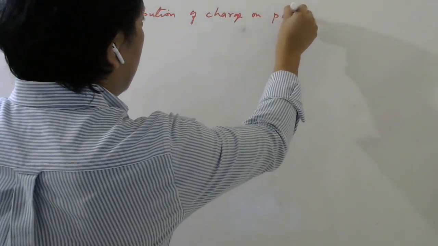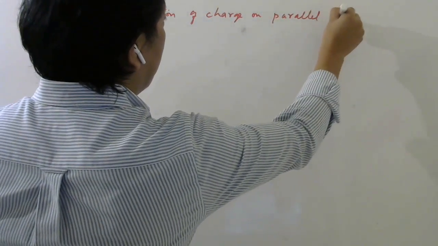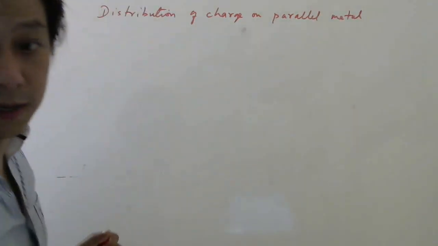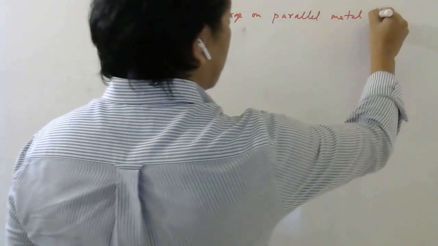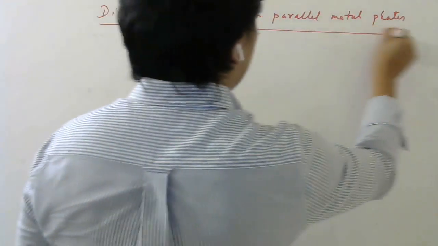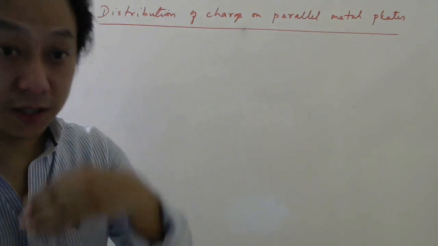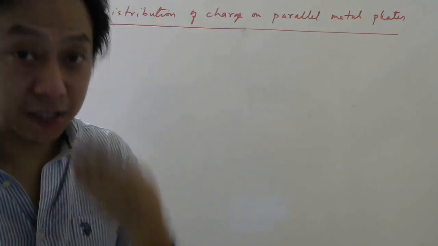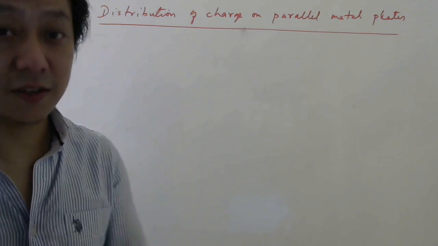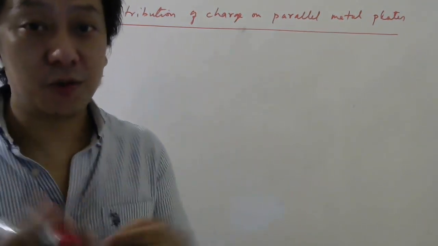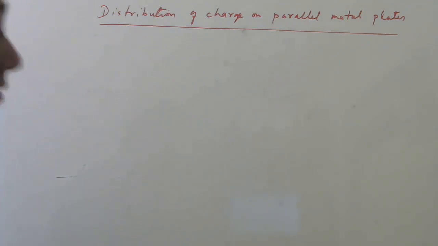on parallel metal plates. Parallel metal plates. So already we have learned distribution of charge in what kind of system? Spheres, concentric shells or concentric spheres. We have learned how to distribute the charges, right? Let us do it for two parallel metal plates. So look carefully.